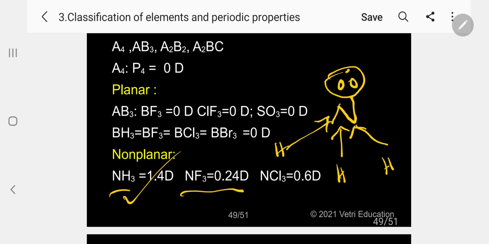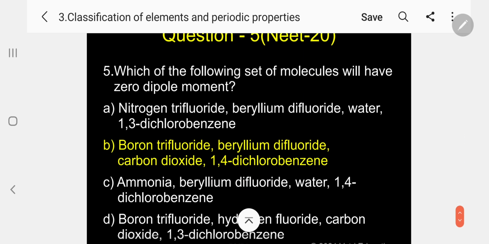NF3 is 2.24, NCl3 is 0.63. Kindly follow. Sometimes they will ask you to compare which is greater and which is smaller. That can be compared. In this case, NH3, NF3, NCl3, if they ask which is higher, ammonia is higher, and you must know the reason. Because the electronegativity difference in NH3 is more, charge separation is more, so the dipole moment is high. Please follow. With this idea, now let me go to the questions.